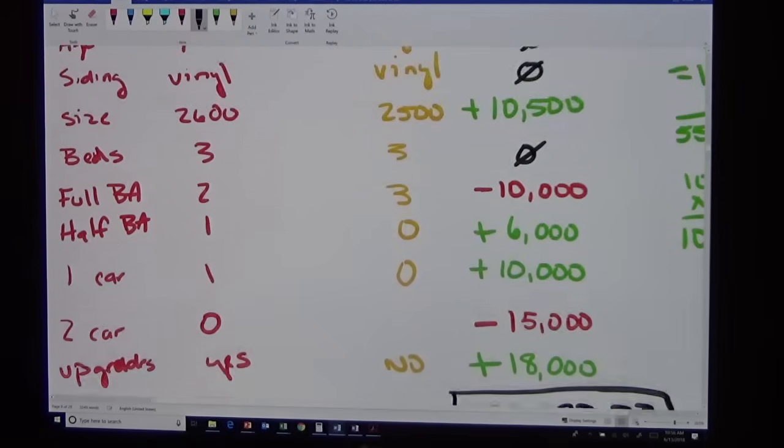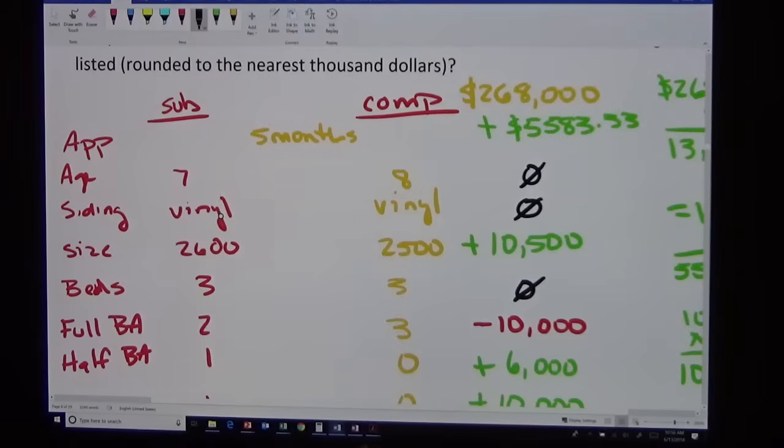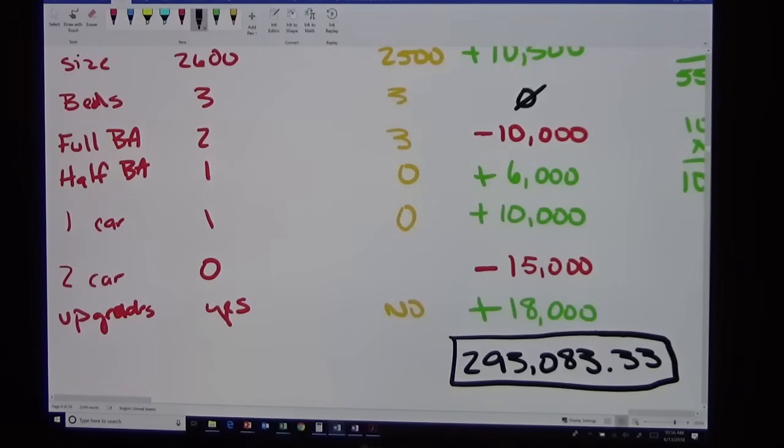I'm going to check that number one more time just to make sure. Always when I'm keying in a long string of numbers like this, I want to check and make sure. Yep, $293,083 and 33 cents. That is the indicated value of that property.